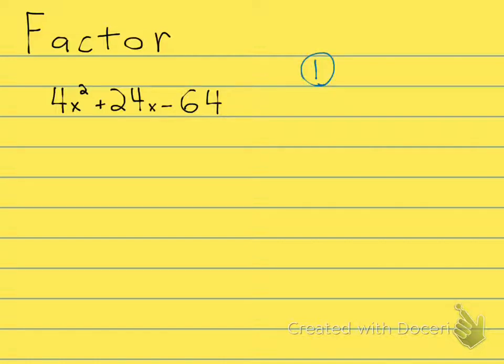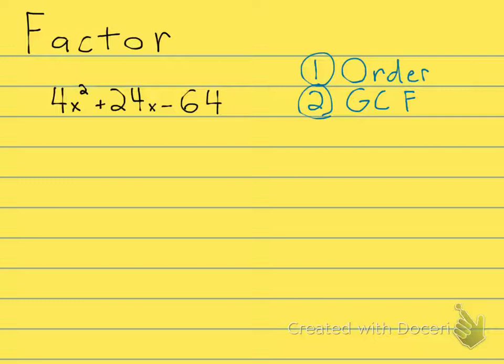We've talked about them before. The first step is to make sure the problem is in order. Okay, and this one is in order. It goes from x squared, x to the first, and then no x. And the second step, if you remember, write it in your notebook, is to take out the GCF.